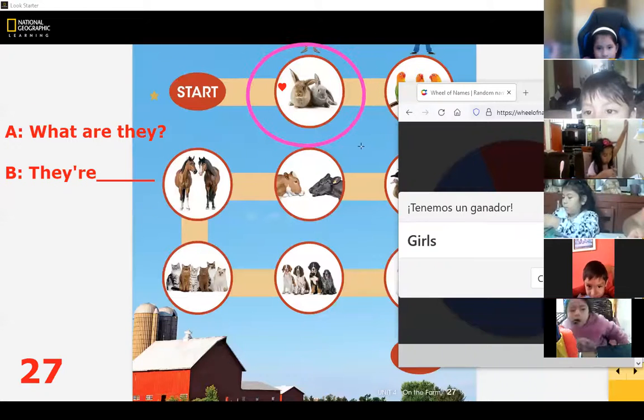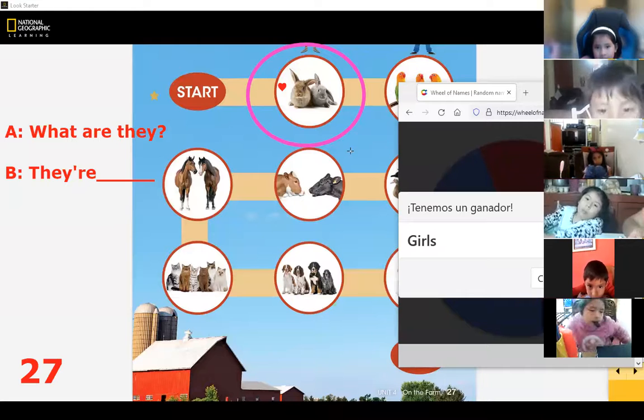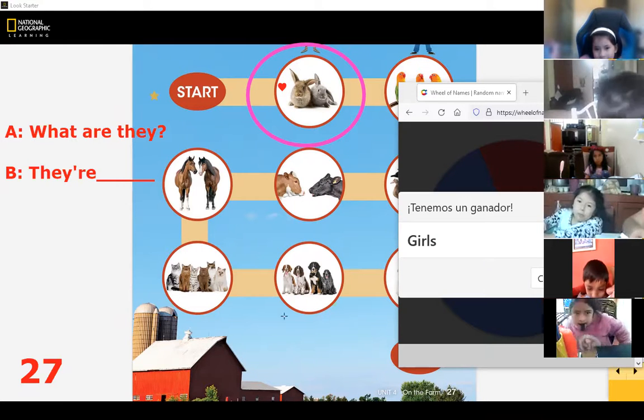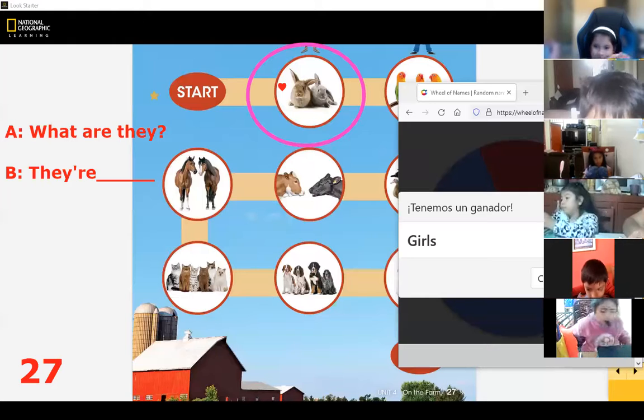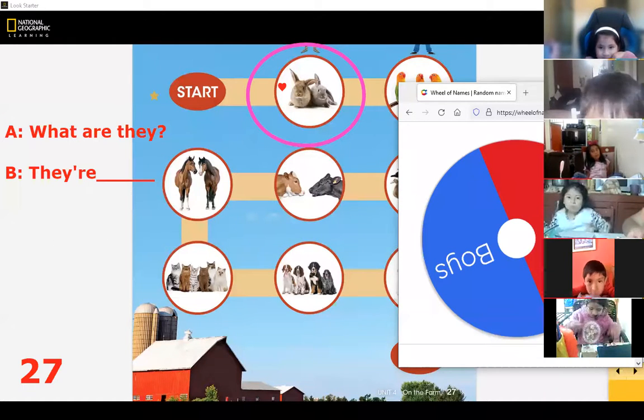What are they, Luciana Falcón? They are dogs or they are rabbits? They are rabbits. Excellent. Very good. They are rabbits. Now let's continue. Vamos a ver ahora, ¿quién le tocará? ¿A los boys o a las girls? Ready, spin.